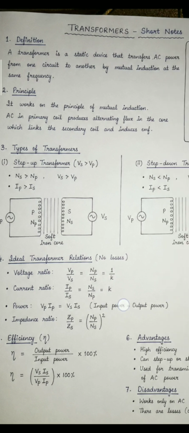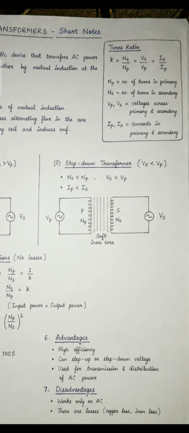And step down transformer means the number of turns in the secondary coil is less than the number of turns in the primary coil. Current in the primary coil is less than current in the secondary coil. Voltage in the secondary coil is less than voltage in the primary coil. It is called a step down transformer.